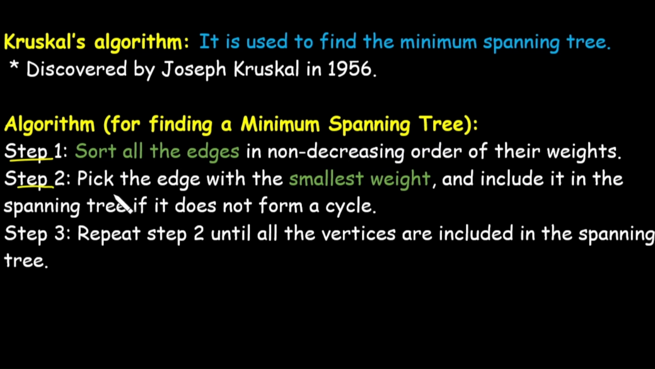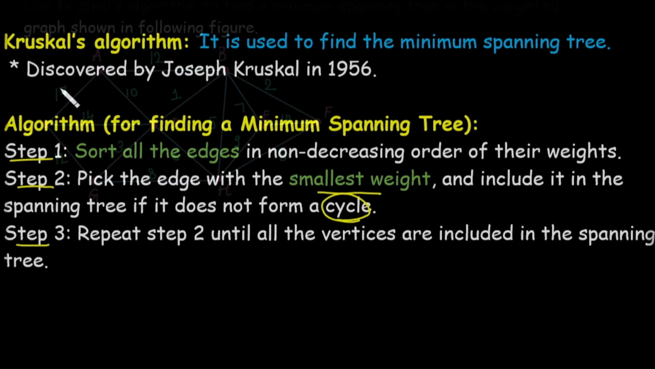The second step is to pick the edge with the smallest weight. We will include it in the spanning tree if it does not form any cycle. And the third step is to repeat step 2 by picking the smallest edge and including it in the spanning tree if it is not forming a cycle, until all the vertices are part of the spanning tree. Let's understand how the Kruskal algorithm works with the help of an example.